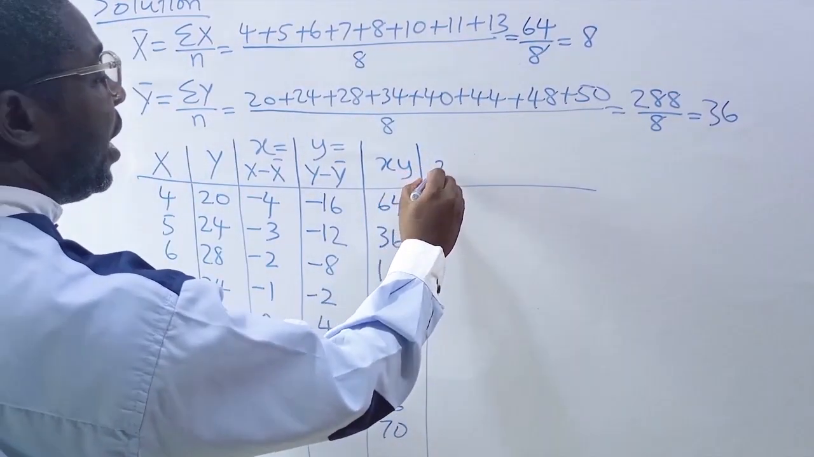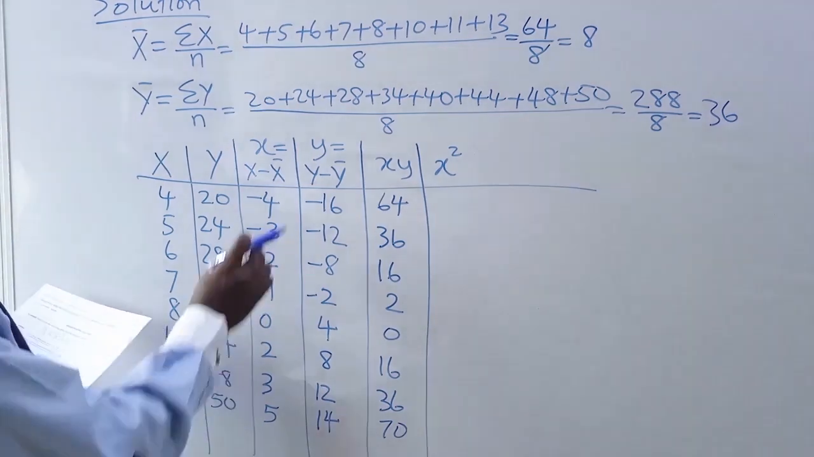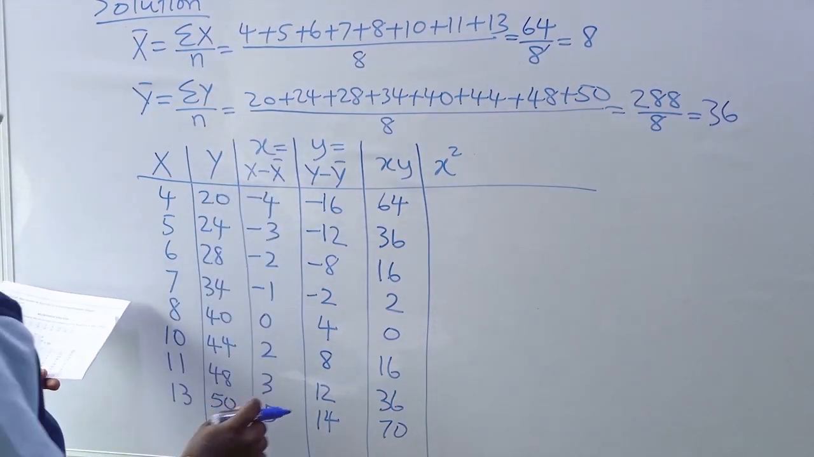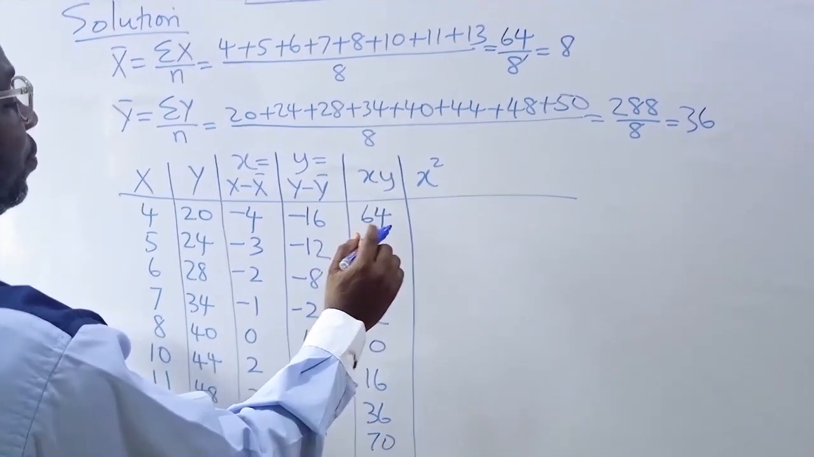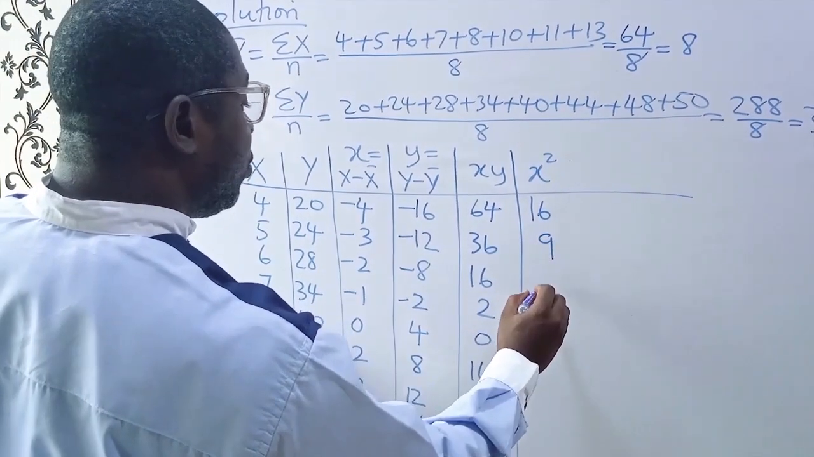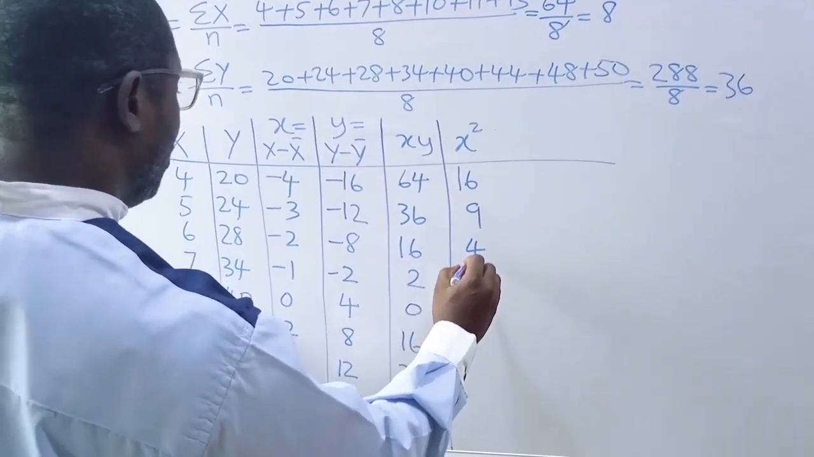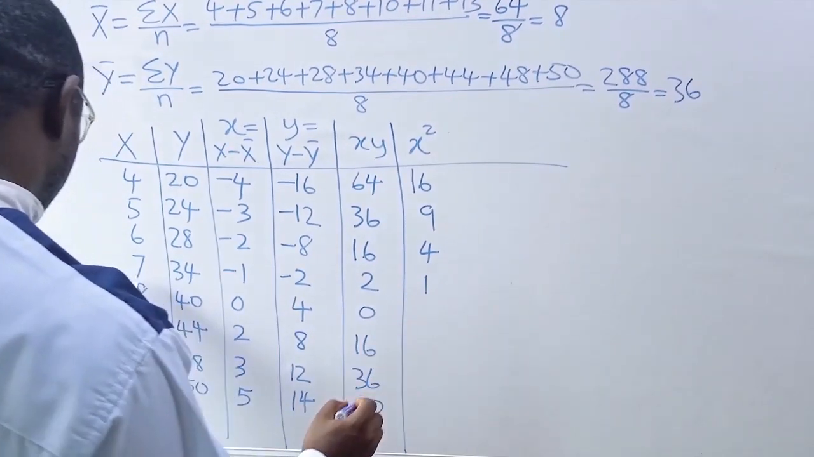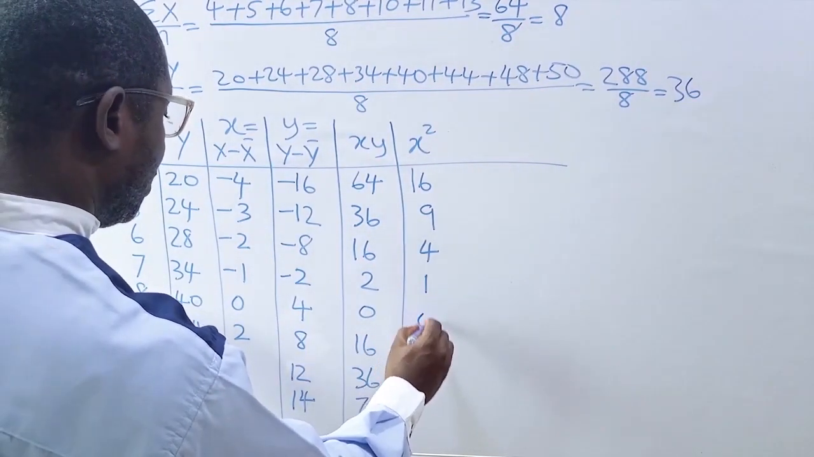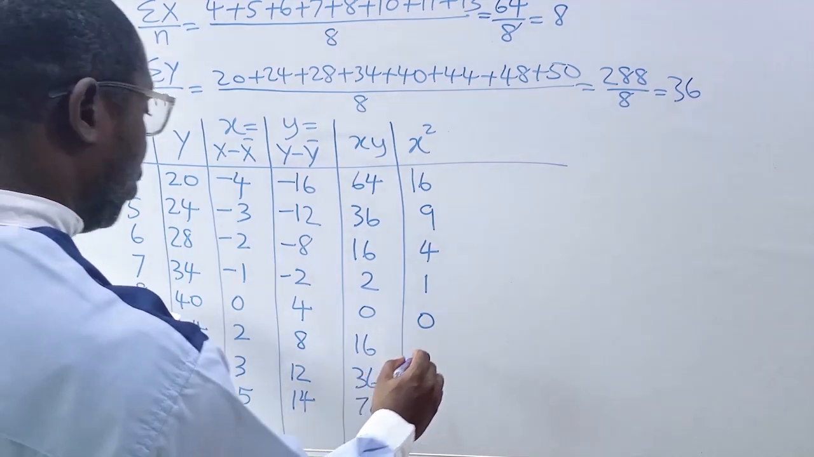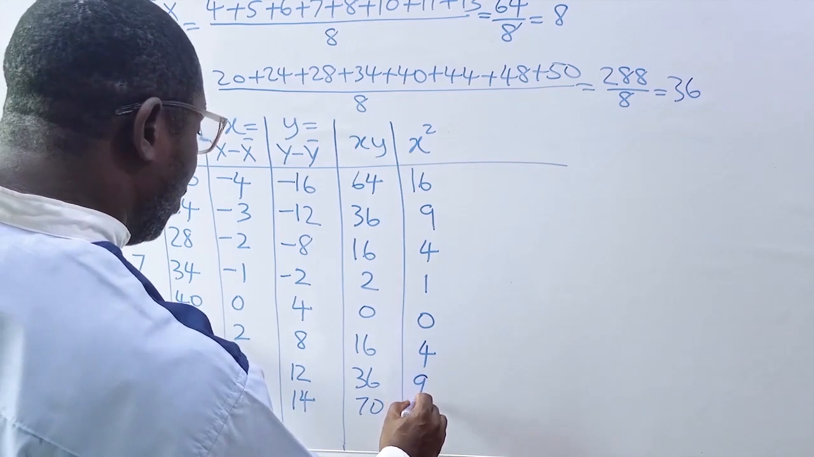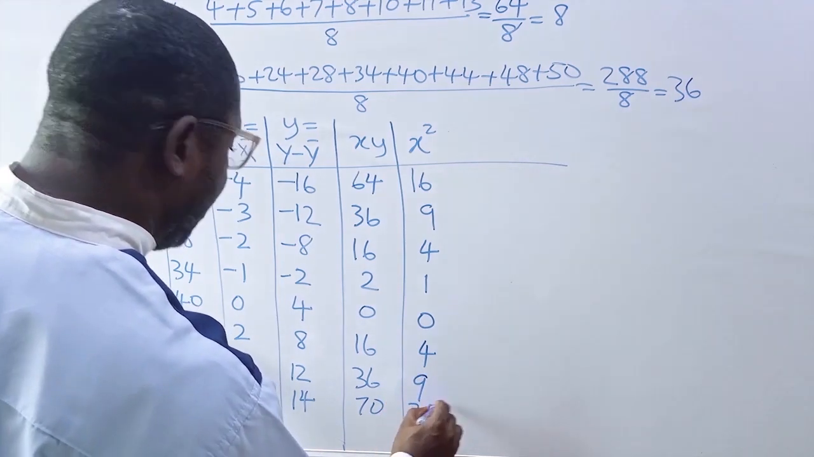We now find x squared, small x squared, that is squaring the values here. When we square the values here, square of minus 4 is 16, square of minus 3 is 9, square of minus 2 is 4, square of 1 is 1, and then square of 0 of course is 0, square of 2 is 4, and then square of 3 is 9, and square of 5 is 25.